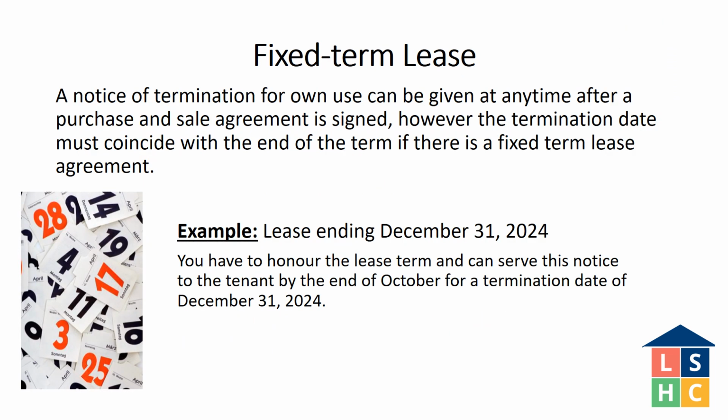If you have a fixed term tenancy, a notice of termination for own use can be given at any time after a purchase and sale agreement is signed, but the termination date must match with the end of the term. For example, if you have a lease ending December 31st, 2024, you have to honor the lease term and can serve this notice to the tenant by the end of October for a termination date of December 31st, 2024.